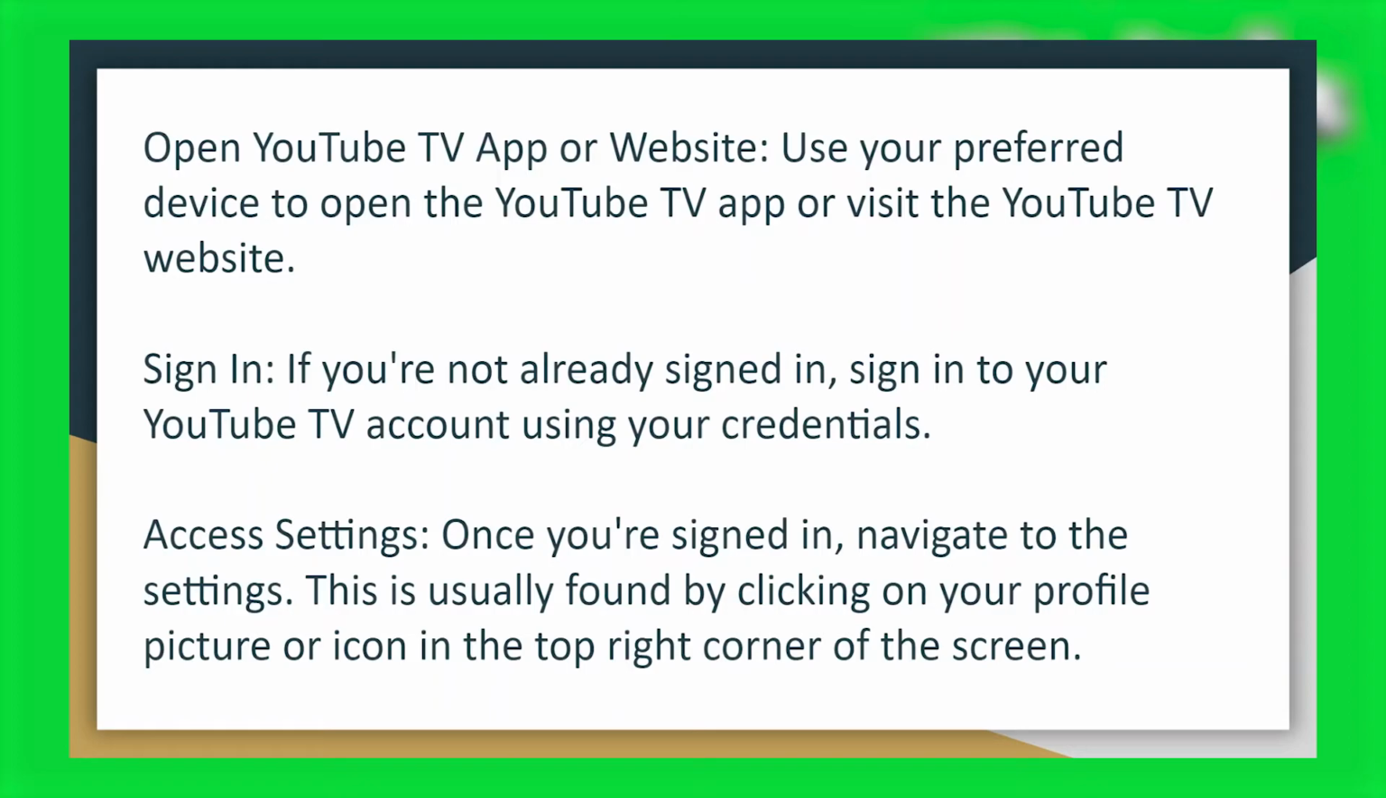Use your preferred device to open the YouTube TV app or visit the YouTube TV website. If you are not already signed in, sign into your YouTube TV account using your credentials. Once you are signed in, navigate to the settings. This is usually found by clicking on your profile picture or icon in the top right corner of the screen.